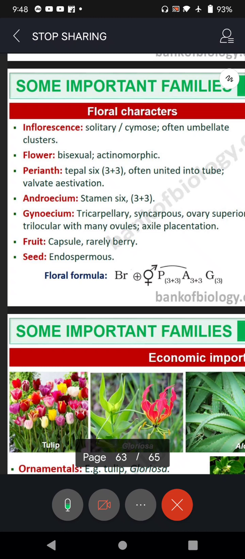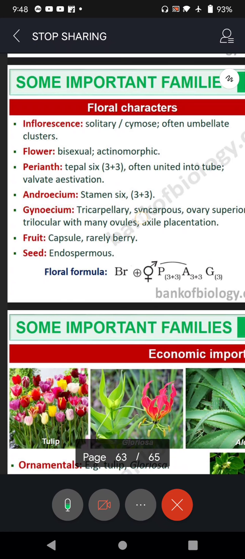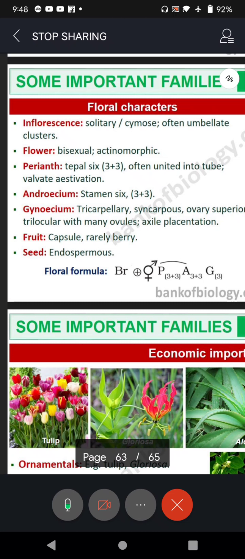Next, we said cymose often umbellate clusters. Just like a group of flowers will be in one place. That's called cluster, right? Just now we said flower is bisexual and actinomorphic. Perianth, I said I use the word tepal. Sepal plus petal is equal to tepal. How many are there? 6 are there. 3 plus 3. Often united into tube and valvate aestivation.